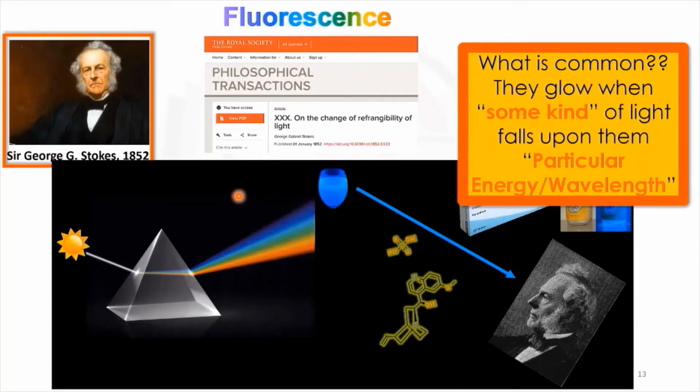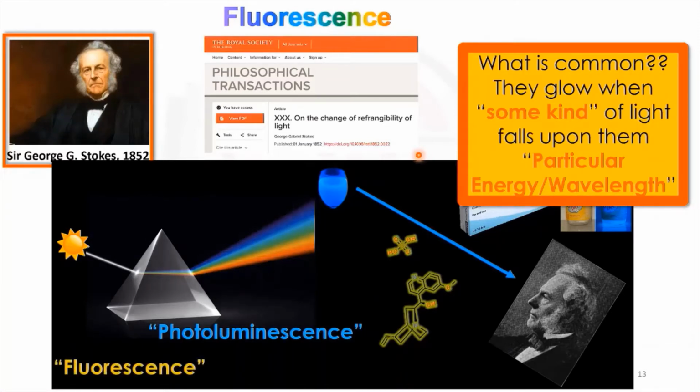So when I say that the common thing about all the fluorescence mechanisms is that some kind of light is responsible for this phenomenon, when I say some kind, it means that a particular light with particular energy or wavelength. Now, since this fluorescence occurs because of light or photons, it is also called photoluminescence. In fact, fluorescence is a class of photoluminescence. There is another class of photoluminescence which is known as phosphorescence, which is nothing but delayed fluorescence.